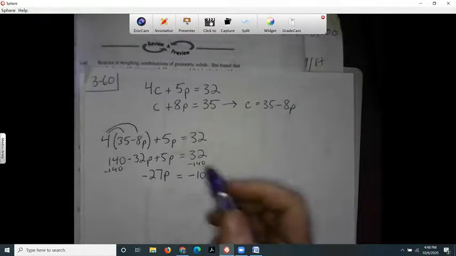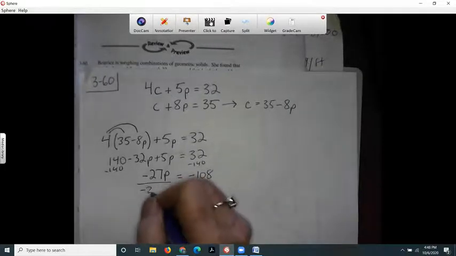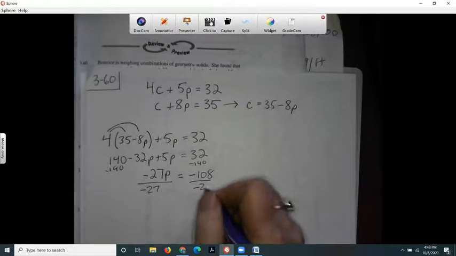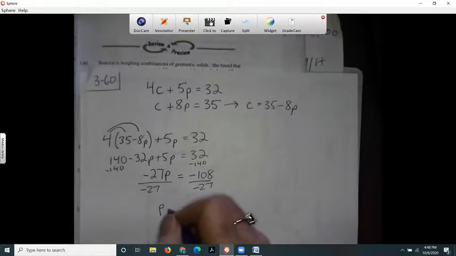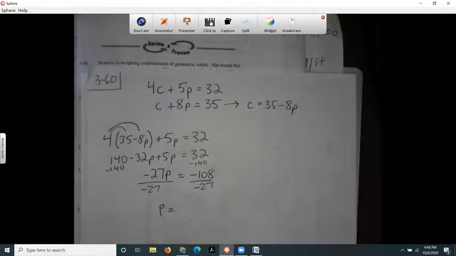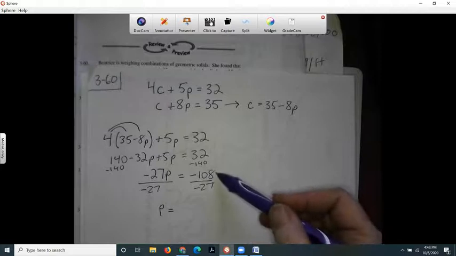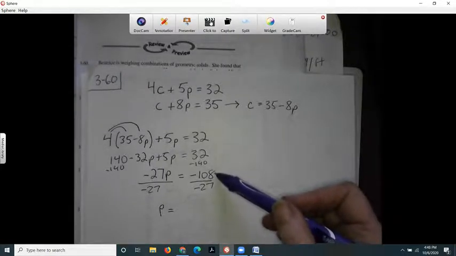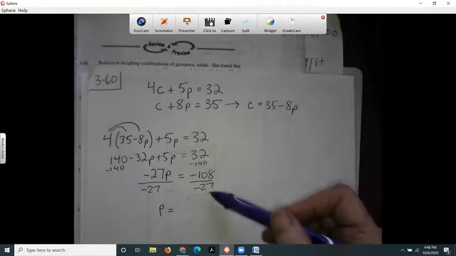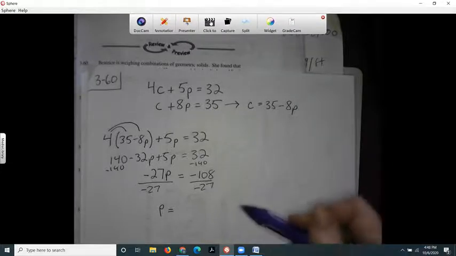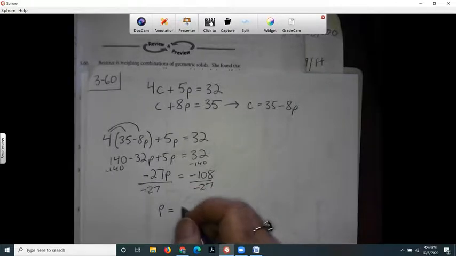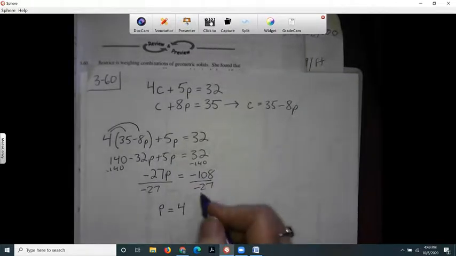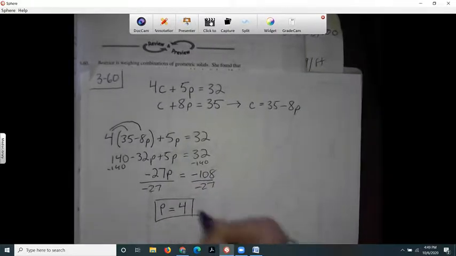So I'm going to divide both sides by -27. I know those are like my nines tables. I know, well, let's see, 9 goes in here 11 times. I think this ends up, actually this ends up being 4. P equals 4. Negative, okay, negative divided by negative is positive.